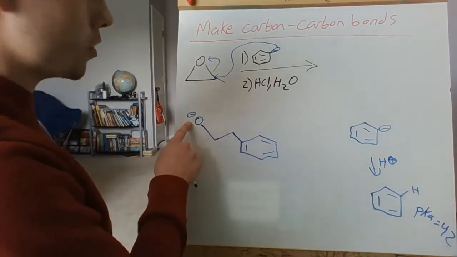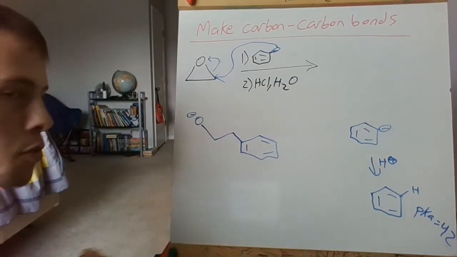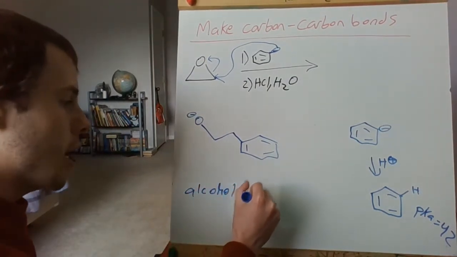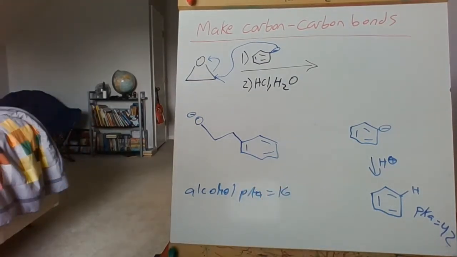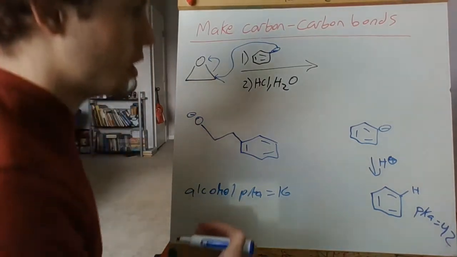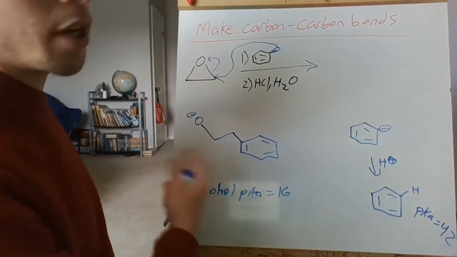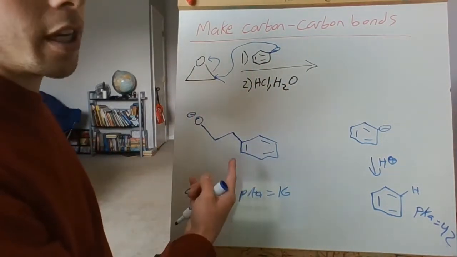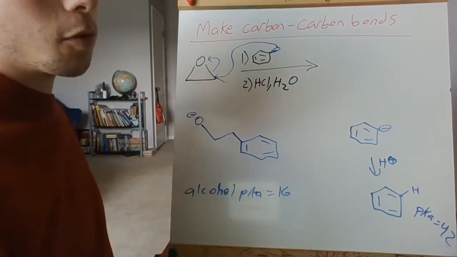And then here, what's the pKa of the conjugate acid of this? The conjugate acid would be an alcohol, and an alcohol pKa is about 16, and whoever has the lower number is more happy with the negative charge. And so essentially when we do this type of reaction, we've transferred this negative charge from here to here. Where does that negative charge want to be? It wants to be here, and so the reaction proceeds forward.